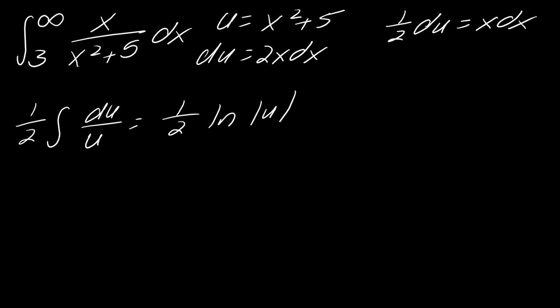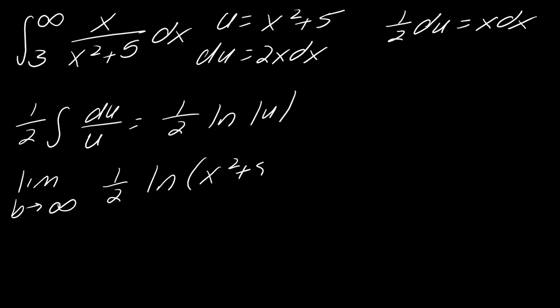And now I need to set up a limit. So I'm going to set the limit as b goes to infinity of 1/2 times the natural log of x squared plus 5. By the way, I can drop the absolute value because this is guaranteed to stay positive, so I don't have to worry about the absolute value in this case. And so then my limits of integration are going to go from 3 to b in this case.